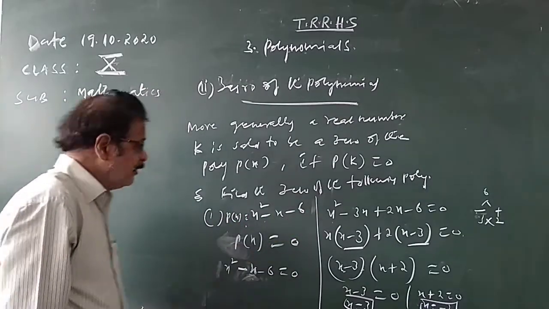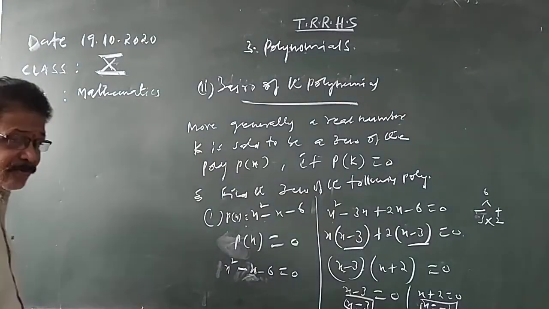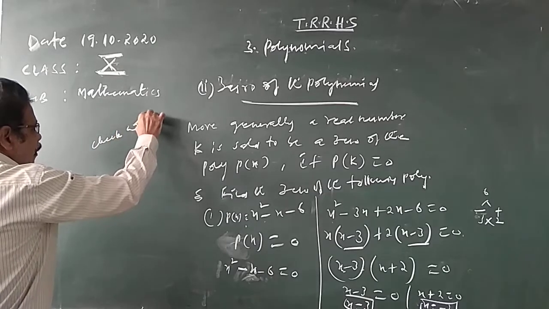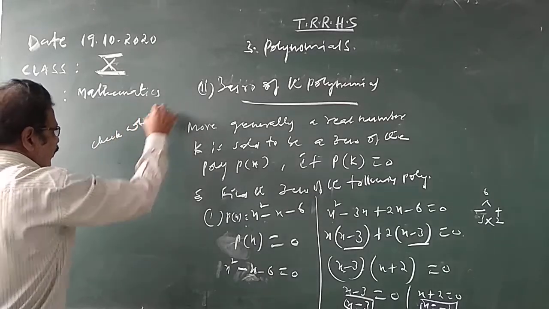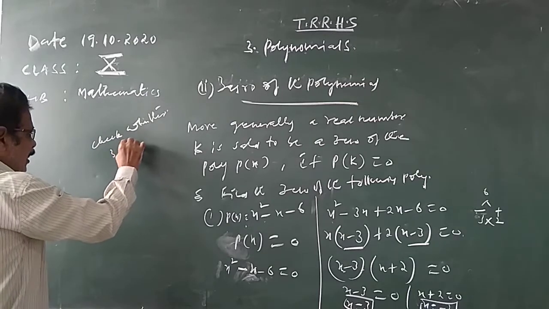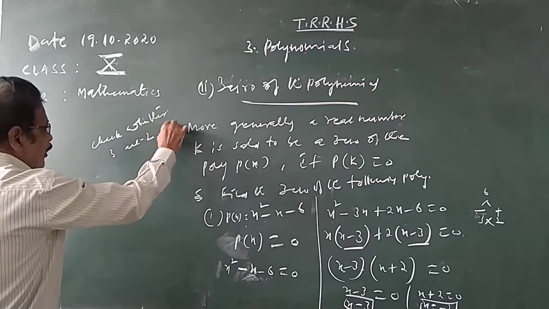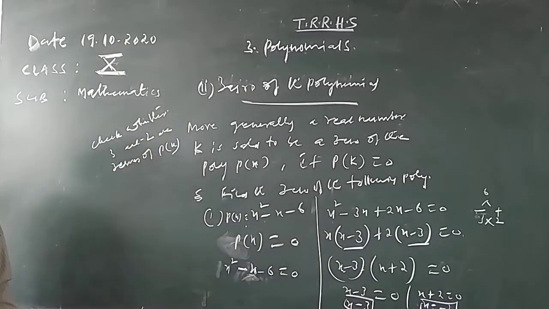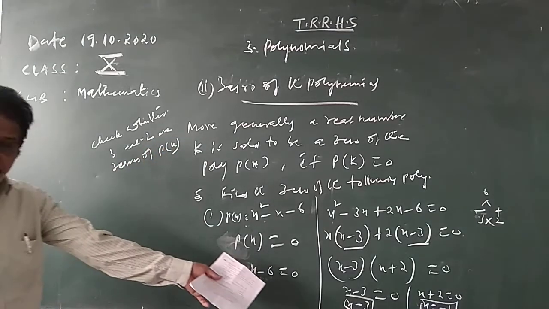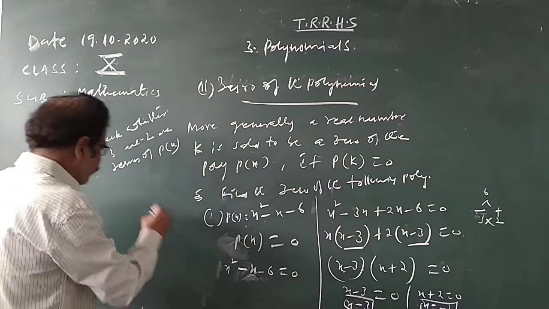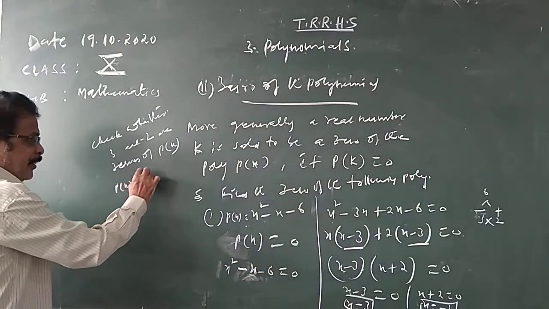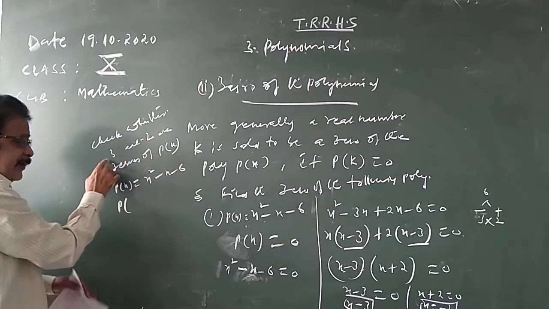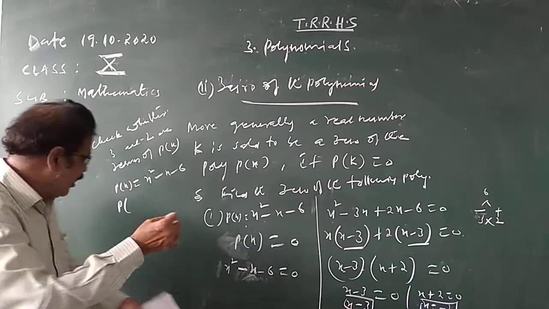How to check that these are the zeros? Check whether 3 and minus 2 are zeros of p of x. How to check? We got 2 zeros, x equal to these values, and you are checking. So what is the polynomial p of x? p of x is equal to x square minus x minus 6. First check whether 3 is a zero or not.